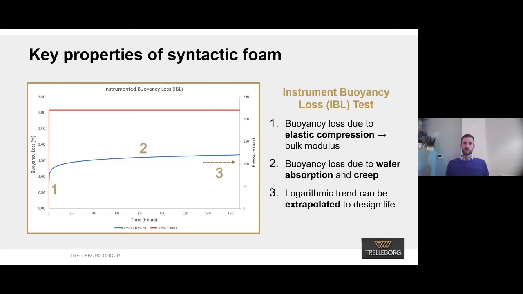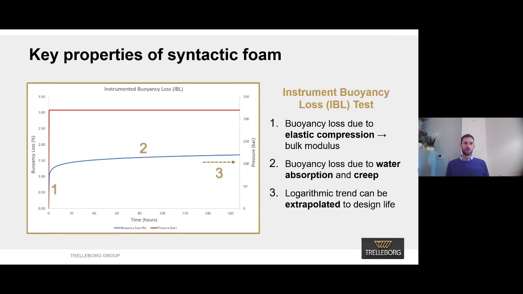From a typical IBL trace, there are three characteristic parts. Number one is the initial buoyancy loss, and this is seen during the ramp up to pressure and tells us about the elastic properties of the material. From this, we can understand the bulk modulus of the material or the stiffness of the material. Ideally, we want the highest bulk modulus possible, and therefore the sample compresses less and there's less buoyancy loss during the ramp.